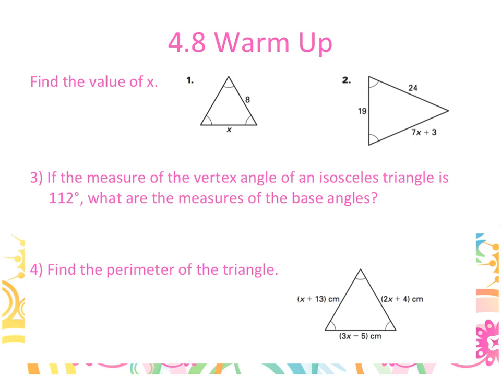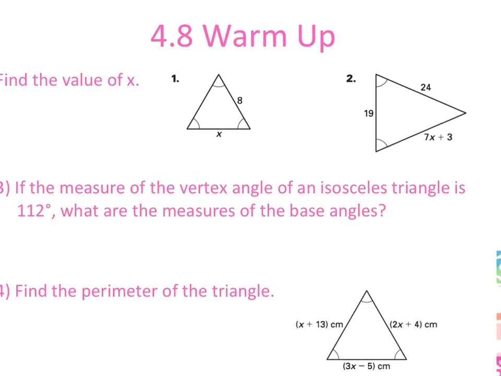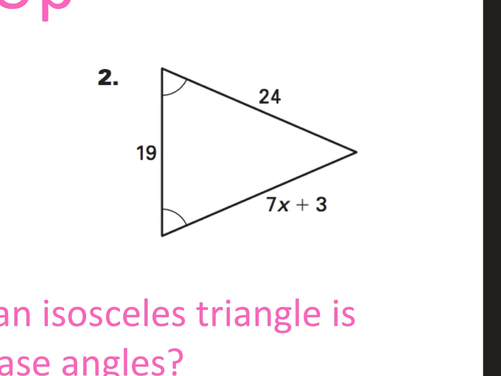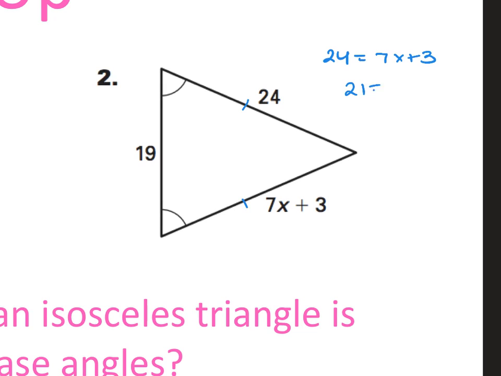What kind of triangle is that? Equiangular. So if it's equiangular, it's equilateral, which means x is what? 8. Number two, what kind of triangle is this? Isosceles, because if those two angles are congruent, then these two sides are congruent. That would be the converse. So 24 is equal to 7x plus 2. Good. x equals 3.